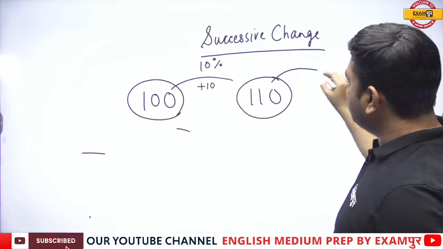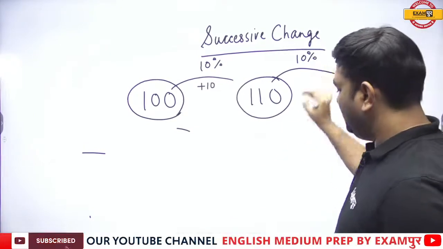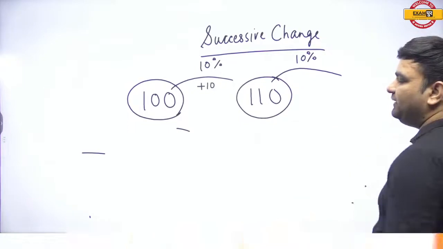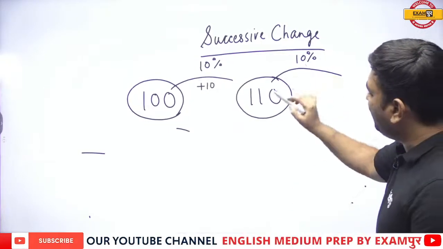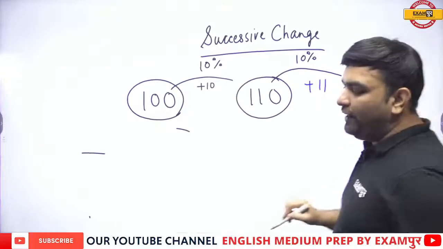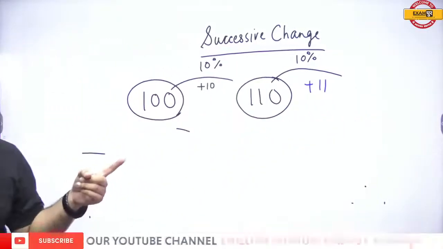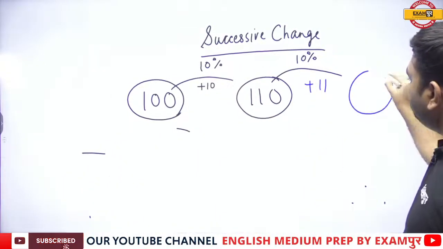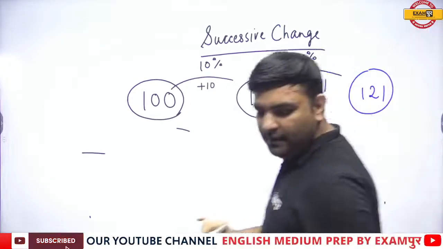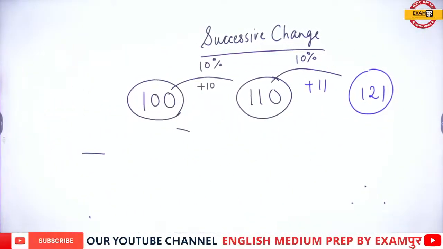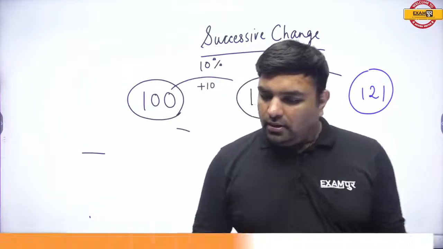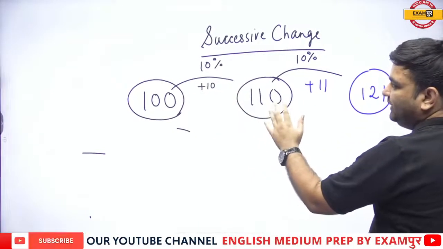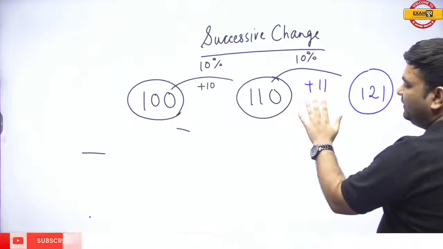Now, when again there is a rise of 10% next year, what is 10% of 110? The 10% of 110 is 11. So the value will increase by 11, not by 10. So it will become 121. Got my point? Initially, when there is a rise of 10%, it will become 110, and then there is an increment of 10%, which is 11, so it will become 121.